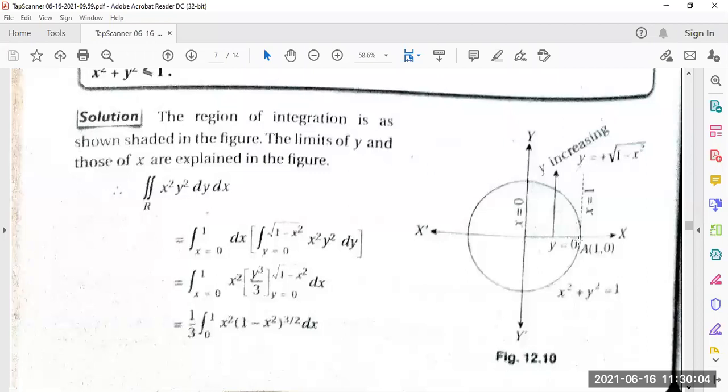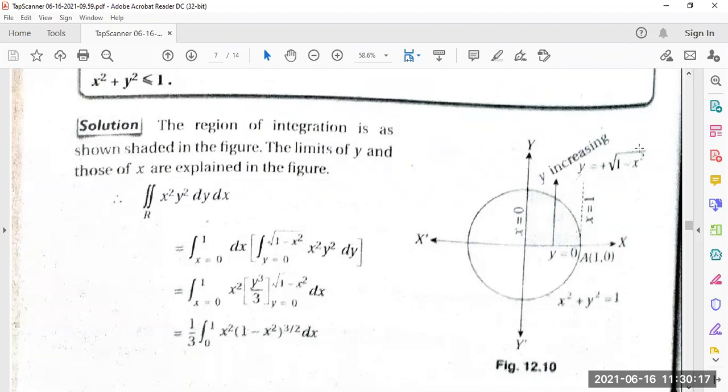So x is 0 to 1, and for y, the circle is given as x square plus y square equal to 1. So from here y equal to plus root over 1 minus x square, and in that case y equal to 0. So we are taking the limit x equal to 0 to 1, as here the point is cutting at 1 0. So x equal to 0 to 1.